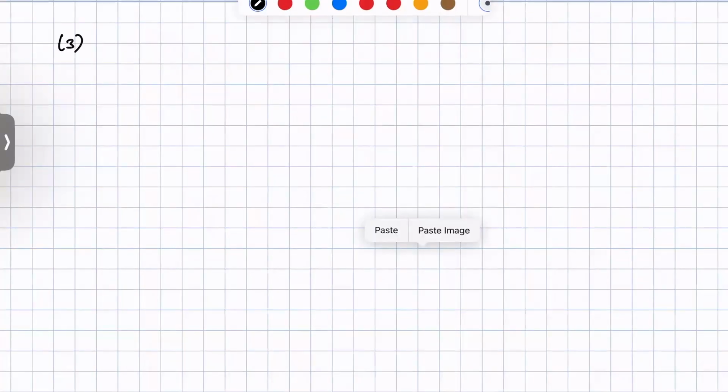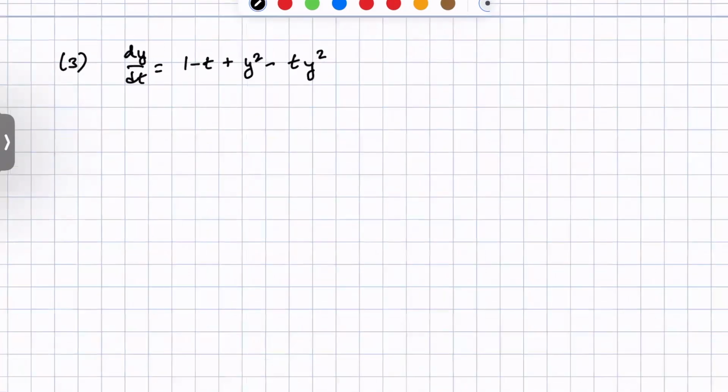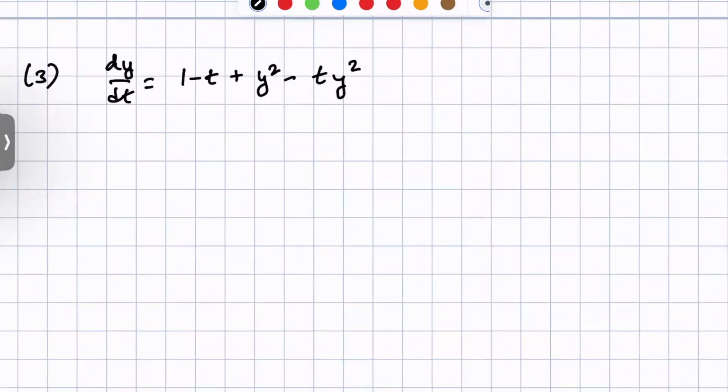Let's now take a look at this problem. dy/dt is equal to 1 - t + y^2 - ty^2. Now this one is a little bit tricky. It doesn't look like you can do much with this, but if you stare at it long enough, you'll realize that you can actually factor this. This can be factored into (1 + y^2) times (1 - t).